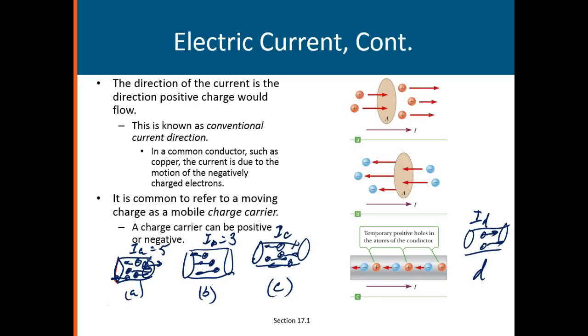Now this one we had 2 positives in this direction, 2 negatives in that direction. 4. Good. That would be I sub C would be 4. Okay? And I sub D would be 2 negatives in that direction. 2. Okay? So how would you rank these? It says rank the magnitudes of the currents from lowest to highest.